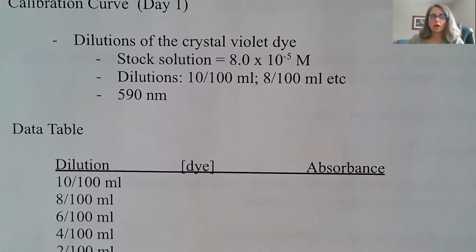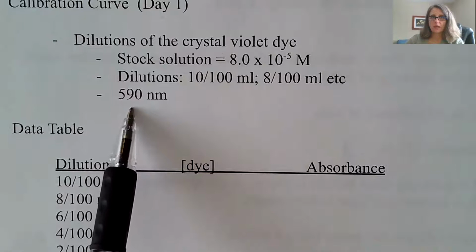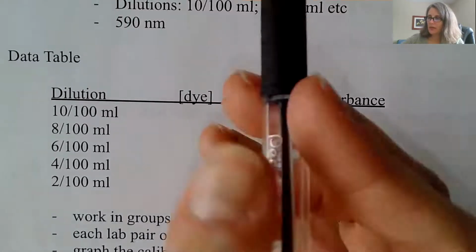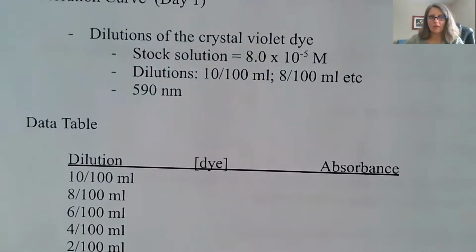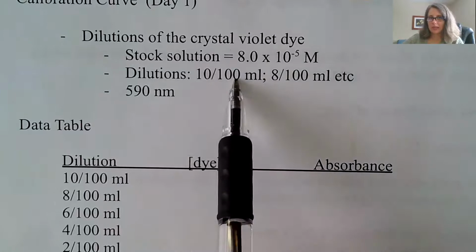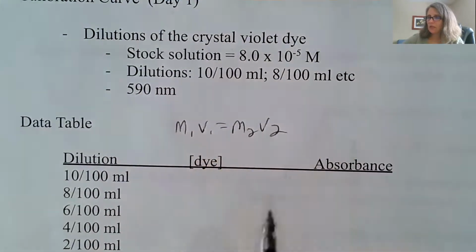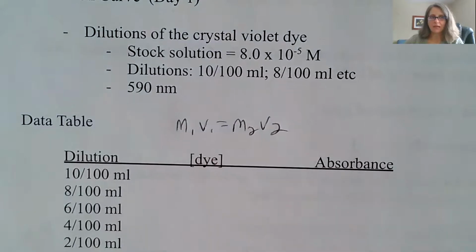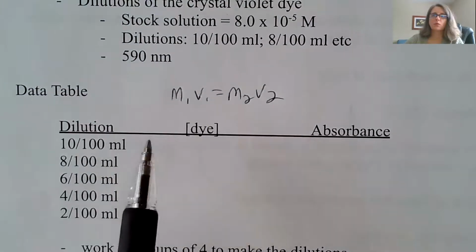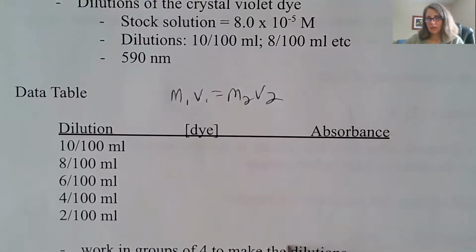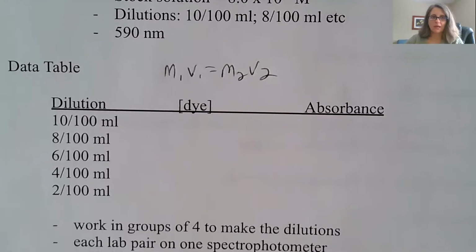And you're going to read all of these samples on the spectrophotometer at a value of about 590 nanometers. You're going to be able to calculate the concentration of the dye from how much you put in there. So you're going to use M1V1 equals M2V2 to figure out what the concentration of the dye is. You only put 10 mLs in there. The rest of it is going to be water. And then you're going to read the absorbance off of the spectrophotometer.